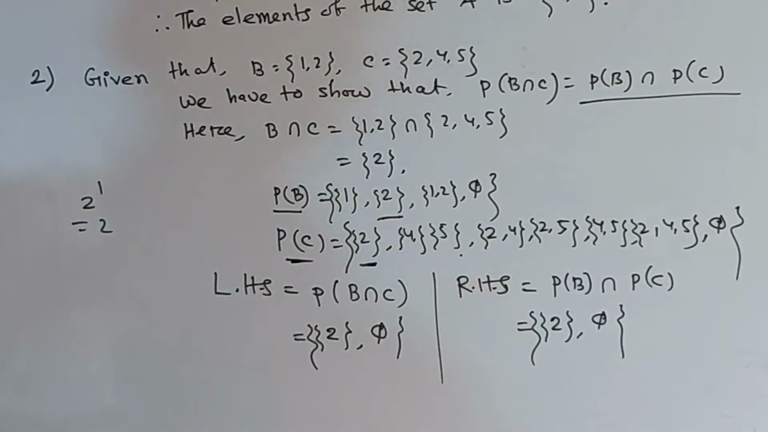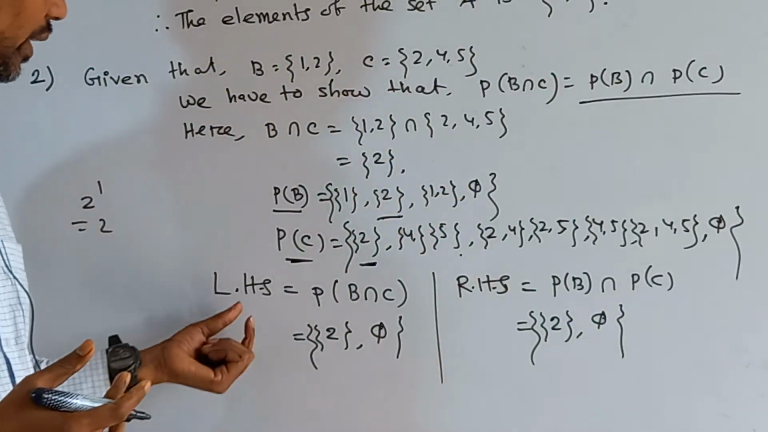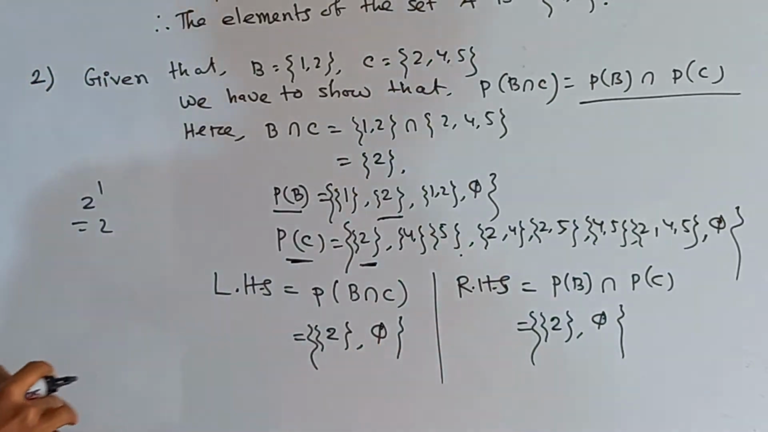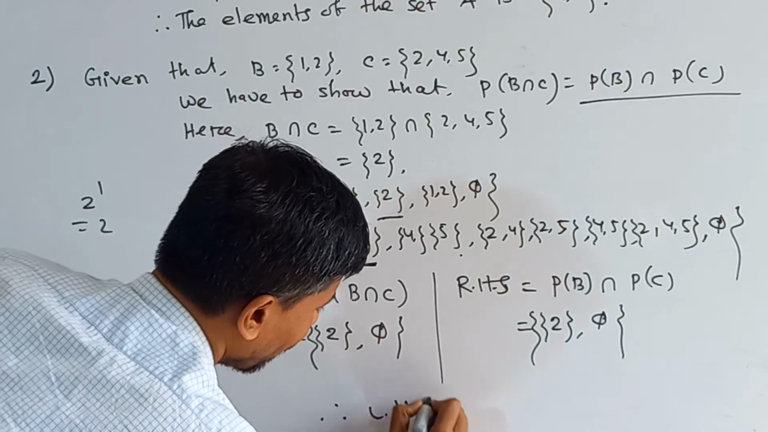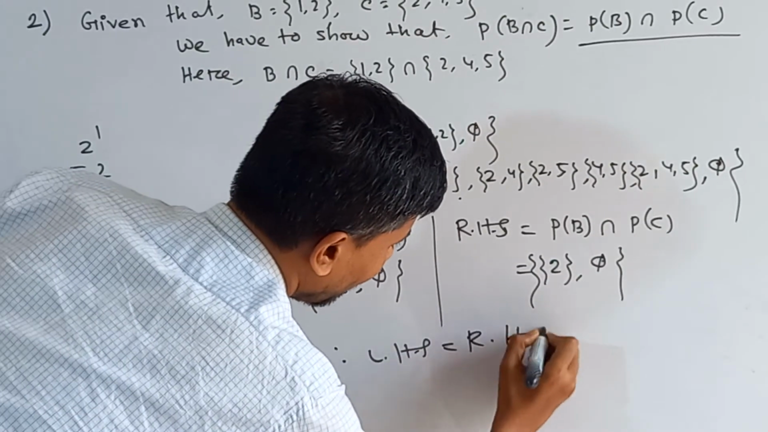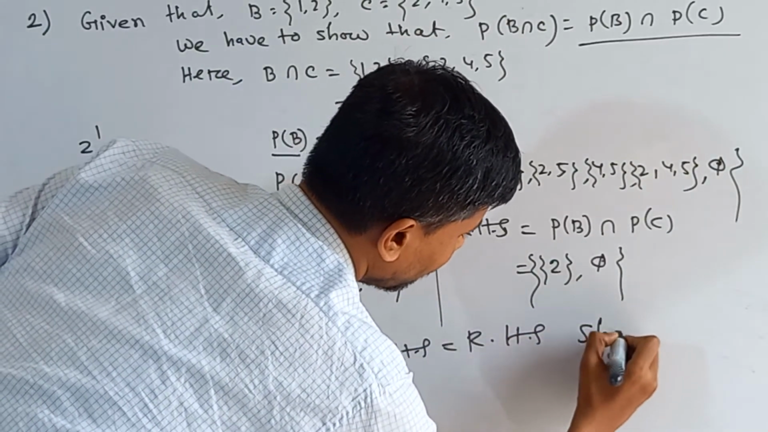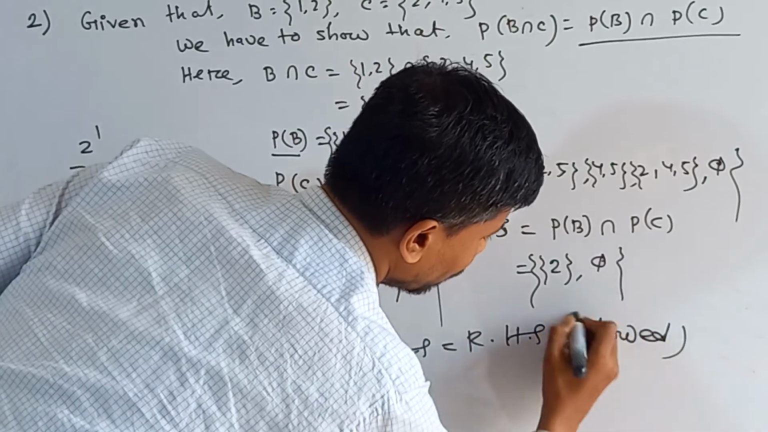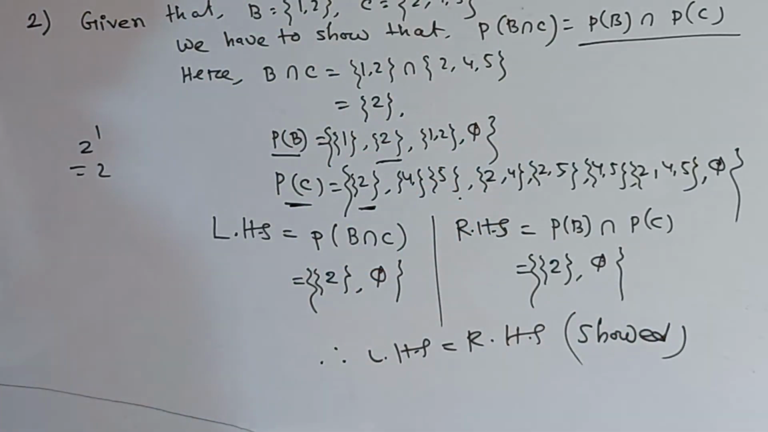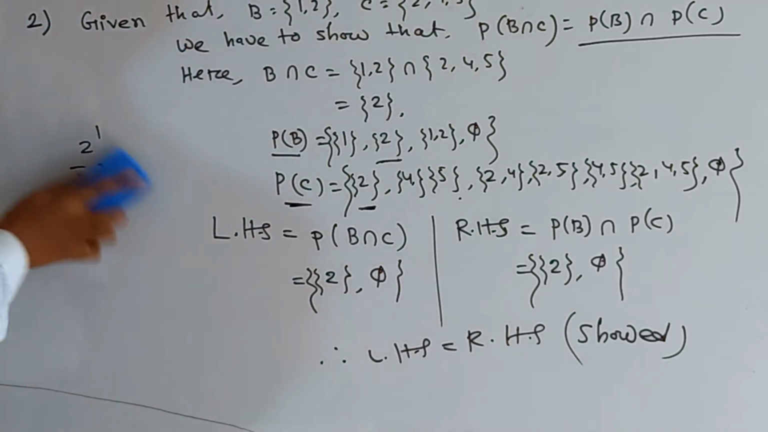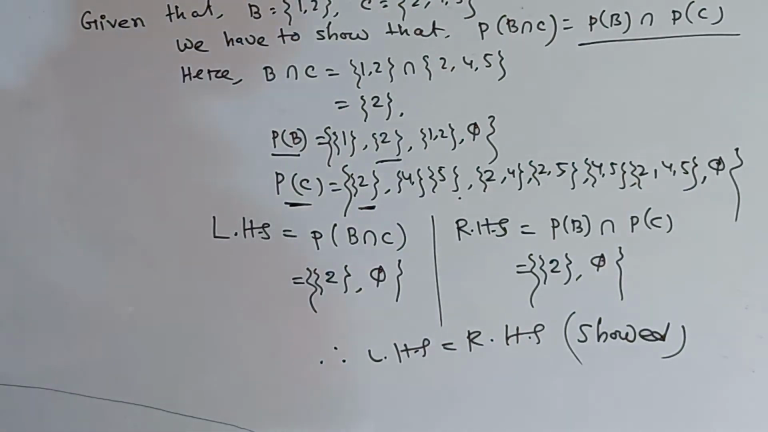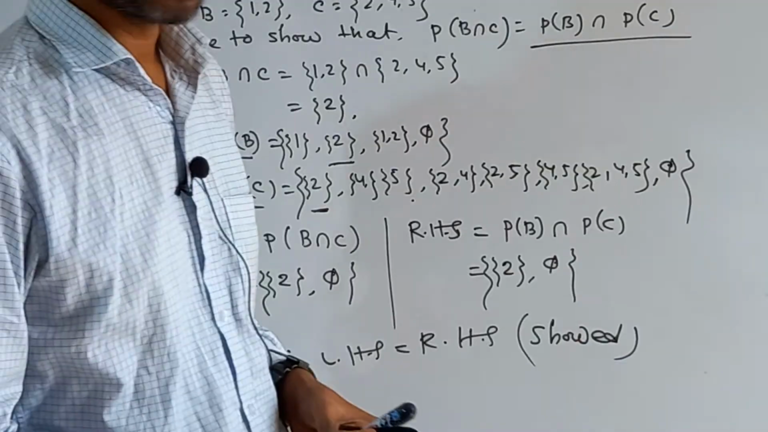Okay, that means we have to show that the left hand side equals the right hand side. So we now write left hand side equals right hand side right here. Good. Okay, students, this is the reverse solution of question number 2. I hope you understood. Now I will solve question number 3.